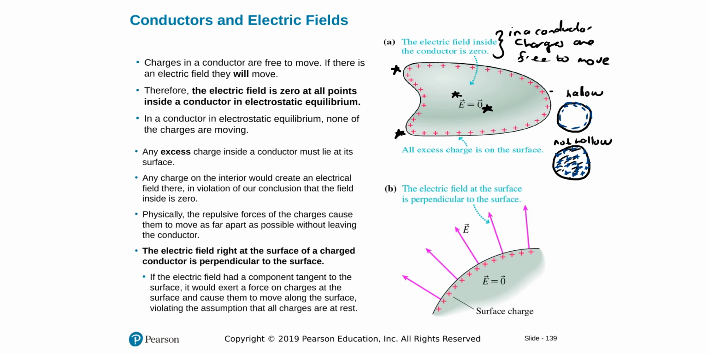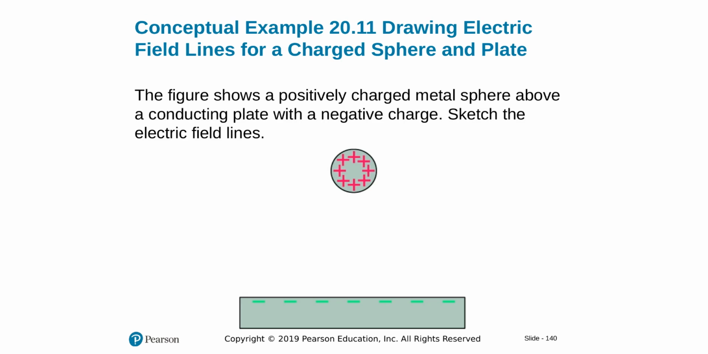Another thing that comes out of that is that the electric field on the surface of a conductor will always be perpendicular to the surface. We used this idea in a question already. This question also uses this idea. The figure shows a positively charged metal sphere above a conducting plate with a negative charge. Sketch the electric field. I have to make it positive here, but then it has to curve down. Sorry, not positive. Well, positive, but perpendicular. That's what I meant. Away from positive, curves down towards negative, perpendicular there as well.